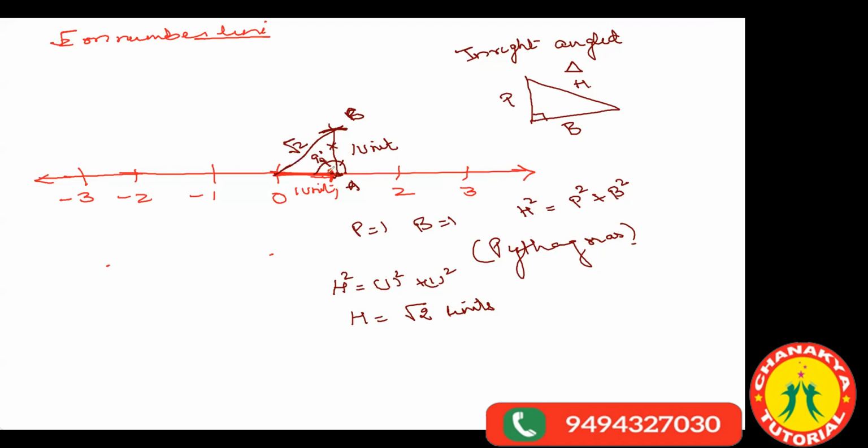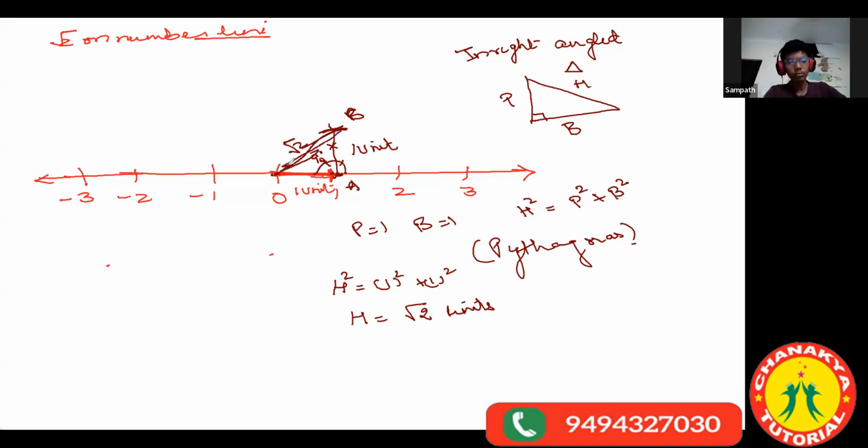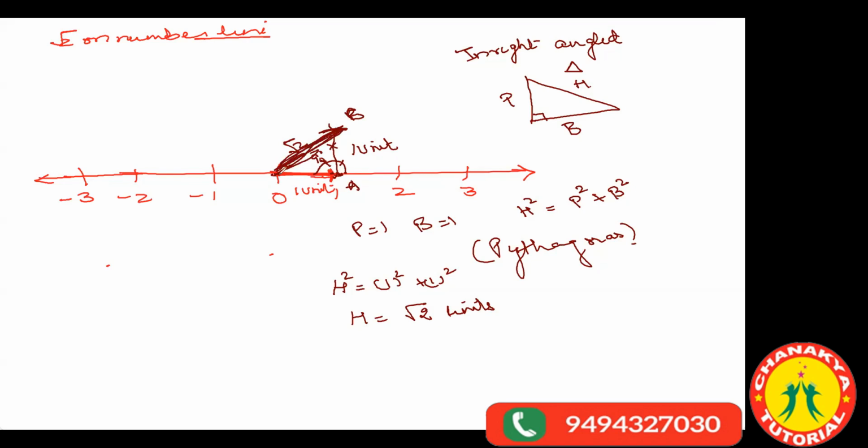Understood this thing? Now take this OB radius in your compass. Open your compass, put it at O. And take this radius in your compass, OB. Take, hurry up. Taken? Yes, ma'am.